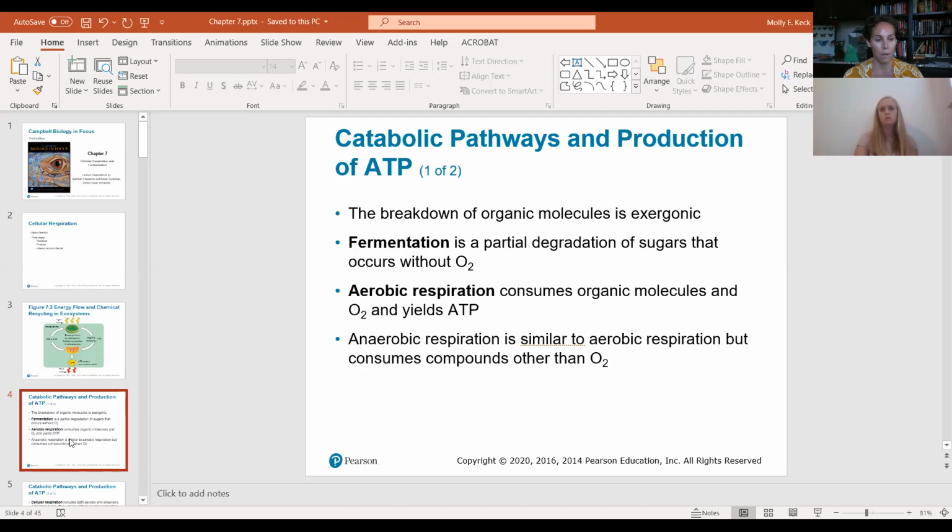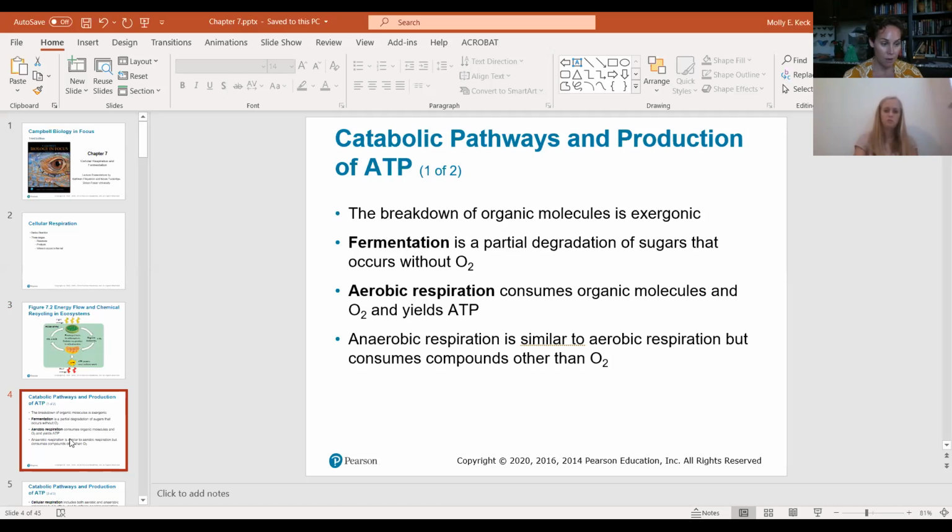So we're not going to look at what happens when you consume lipids or proteins. If you took biochemistry, you would probably look at that kind of thing. We're just going to make it real simple and look at it with the simplest sugar that you can imagine. So when you break down those organic molecules, you give off energy in the form of ATP.